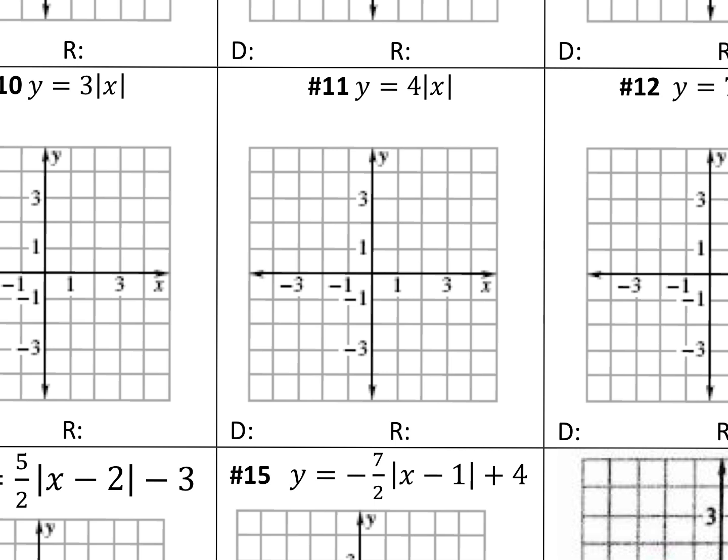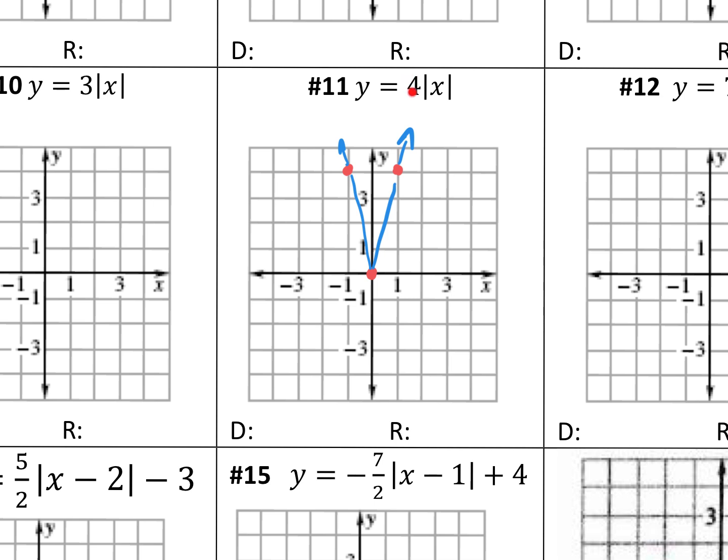So this one, again, has a vertex 0, 0. And from that point, I go up 4 over 1. And I go to the other direction as well, or reflect it over to the other side. And there's my V. And yeah, for sure, this is way narrower than the parent graph.